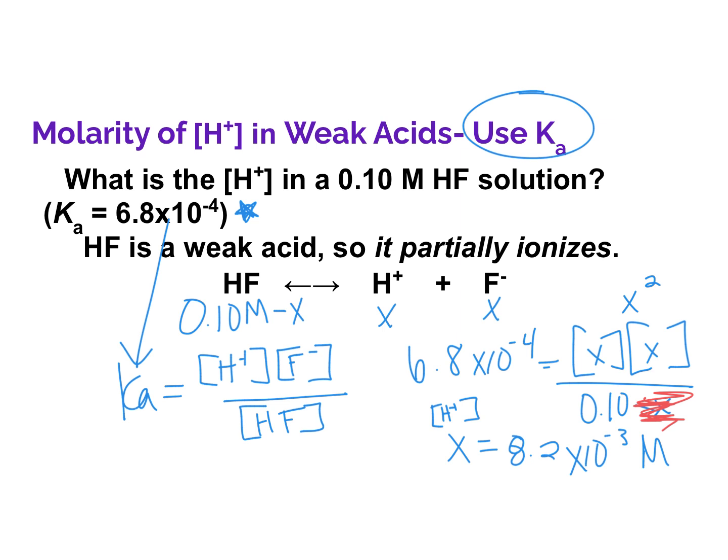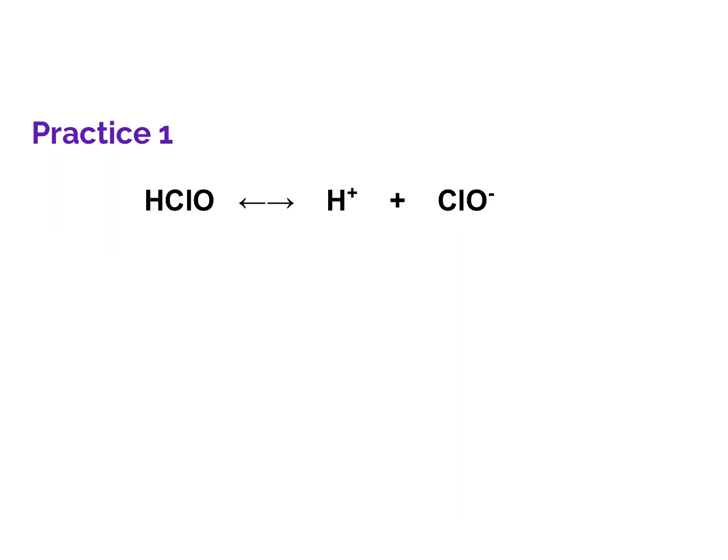If we wanted to, we could actually find the pH. We could do negative log of that number, 8.2 times 10 to the negative 3rd, and we would get a pH of 2.09. That's not what the question's asking, but that's bringing in everything we've been going through this unit. Okay, let's look at another practice problem.